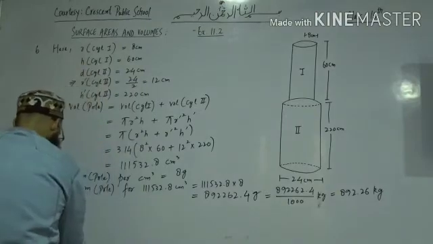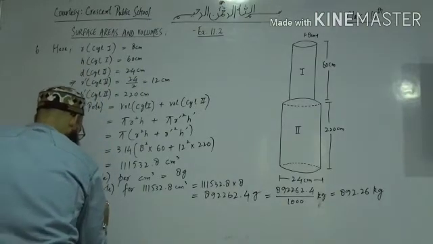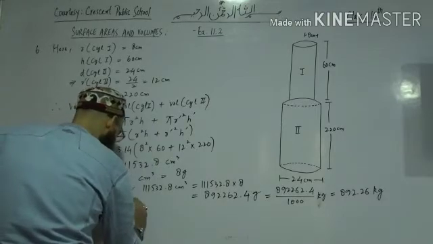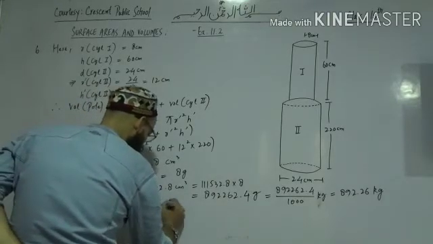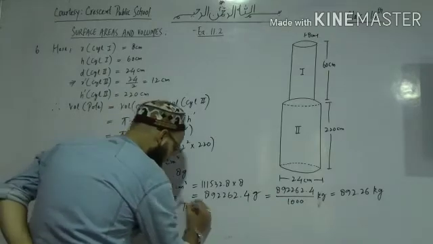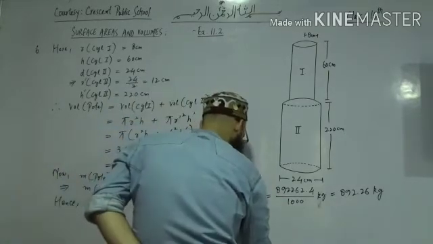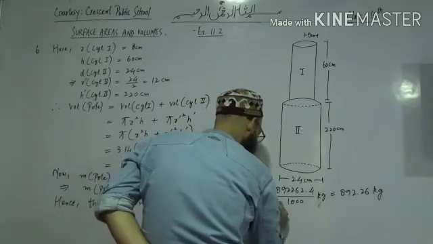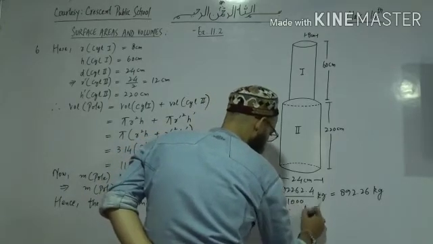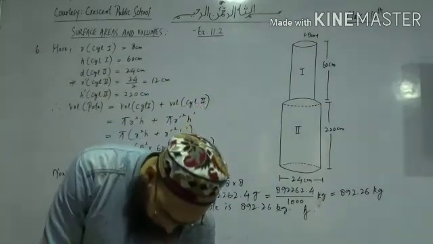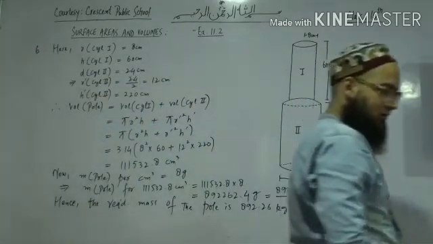Hence the required mass of the pole is 892.26 kg. And that's your answer. Please take a note.